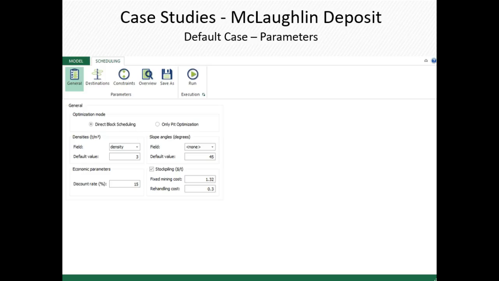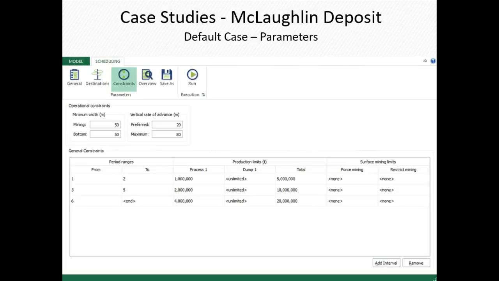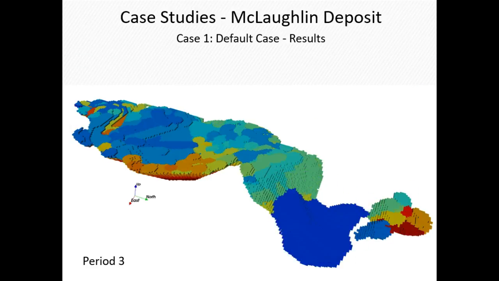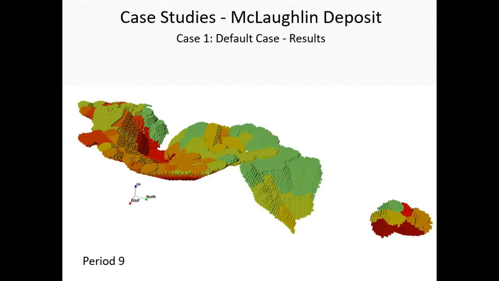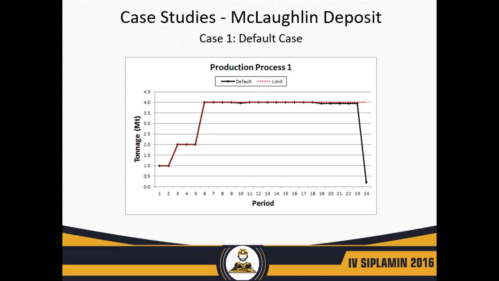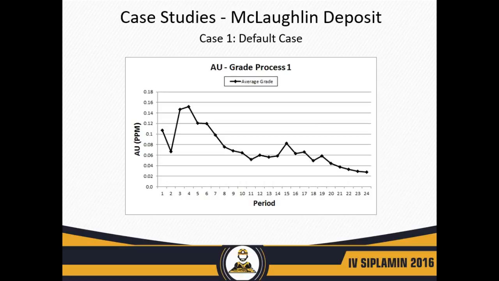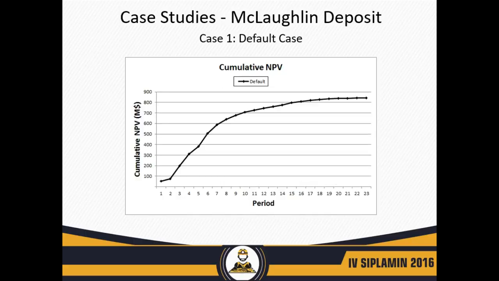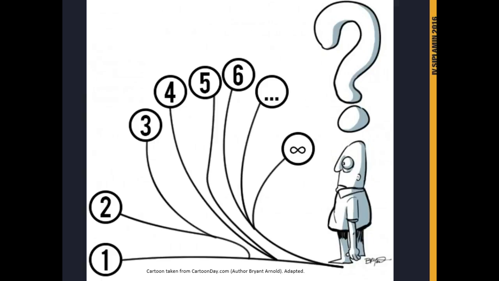Okay, we already know the interface, so here we have the McLaughlin deposit, the base case, all the periods, each color representing a period, the values being respected, the cumulative NPV for the base case. Then we could run different scenarios.